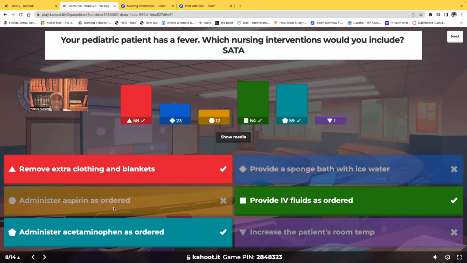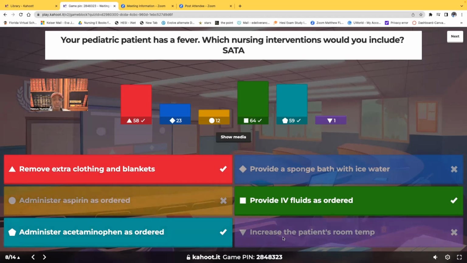I know better. This is a pediatric patient, and we do not give aspirin to pediatric patients, except in certain situations, something like Kawasaki. There's very specific situations that we would give aspirin. But 99% of the time, and this isn't one of them, you are not going to give aspirin to a pediatric patient because you can cause them to have Raynaud's syndrome. So we're not going to do that.